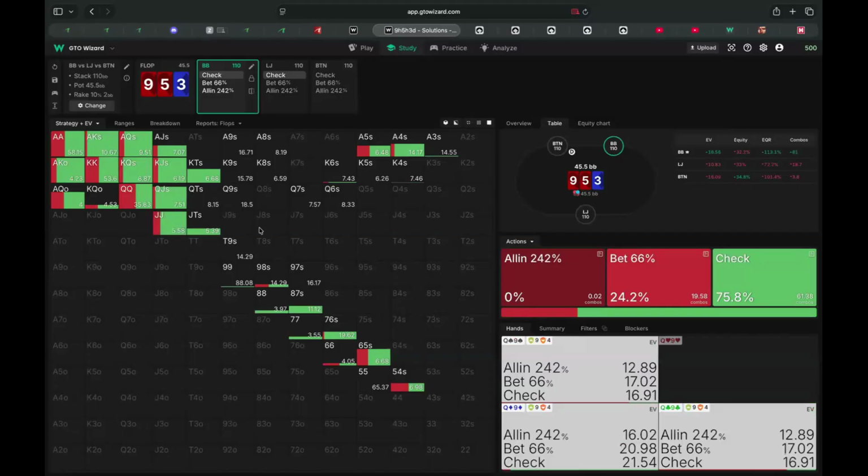That's generally what it prefers. I'm not sure how they program it, but on this texture heads up we do that. I didn't know about multi-way, but it makes sense. When you're bluffing out of position, you've got to have backdoor equity on this texture. Will you hit the breakdown tab real quick, please, sir?